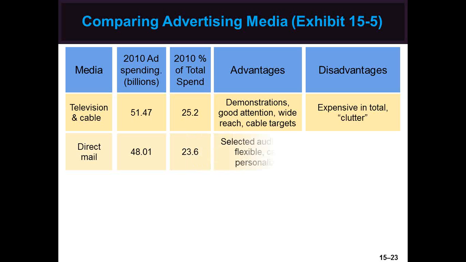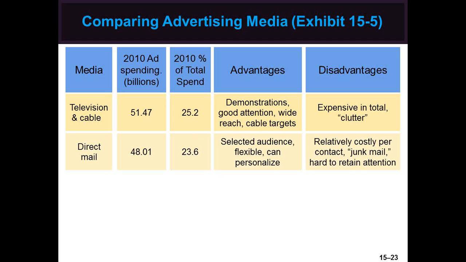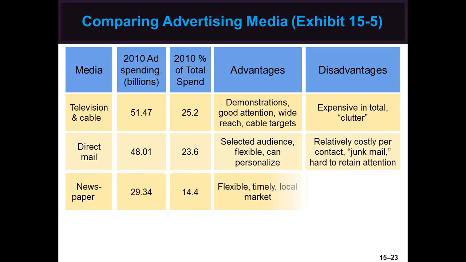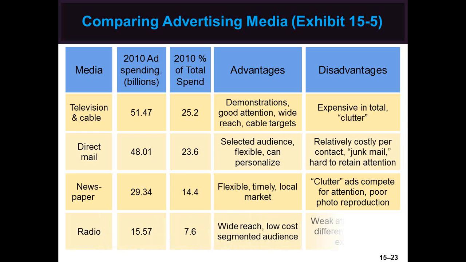Direct mail is very flexible, can be personalized, and is very selective. Disadvantages include expense per contact, junk mail image, and the difficulty retaining attention. Newspapers offer flexibility, timely placement, and good local market coverage. Some disadvantages are expense for some markets, short life, and no pass-along readership. Radio offers wide reach, low cost, and it appeals to highly segmented audiences. Disadvantages include weak attention, short exposure, and varying rates.